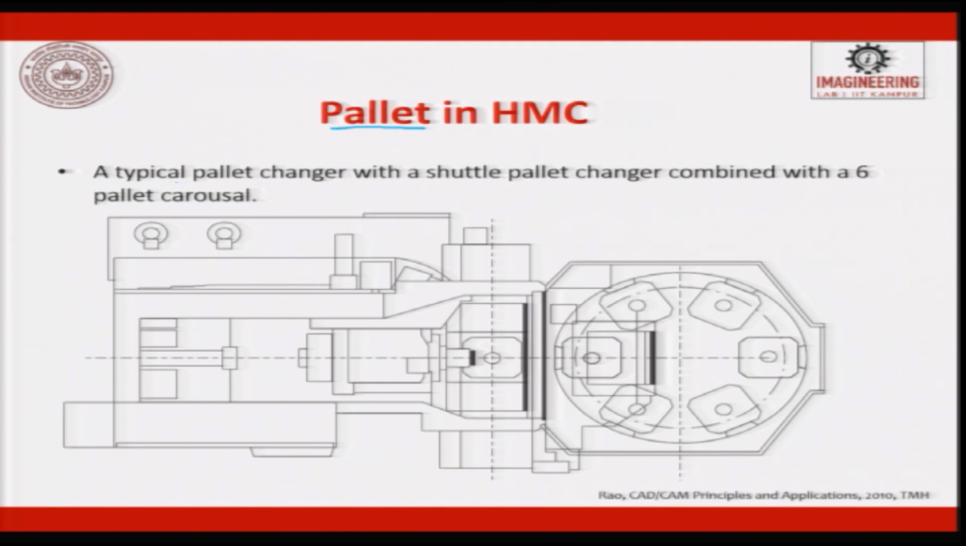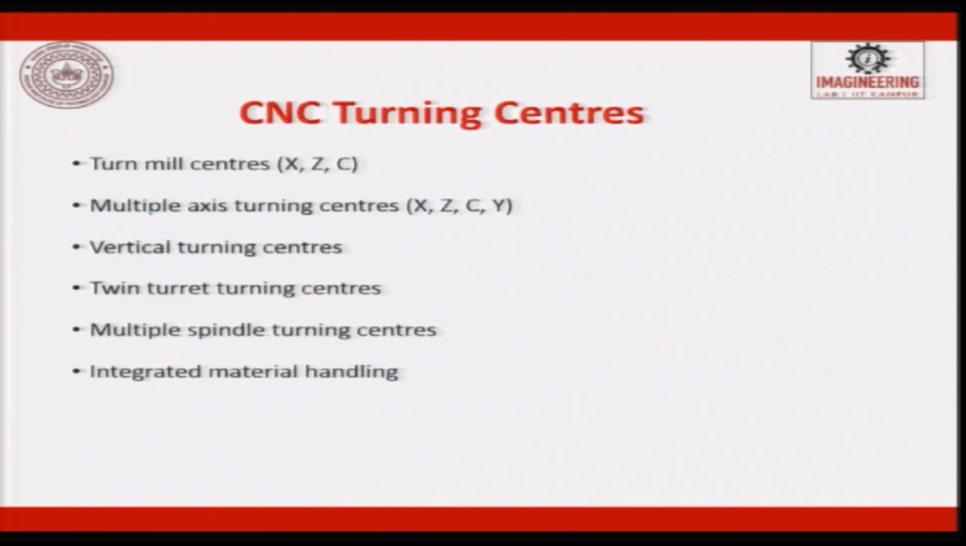So, it is a typical pallet changer with a shuttle pallet. This is a shuttle pallet. Every time it comes here, it gets indexed and this will in turn index. This will go up and down, and then this will go like this. So, you will have a shuttle pallet changer combined with a 6 pallet carousel.